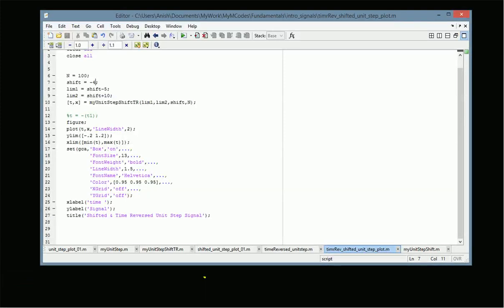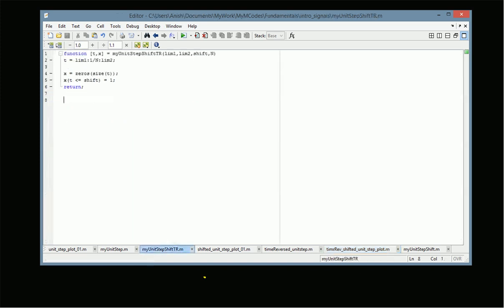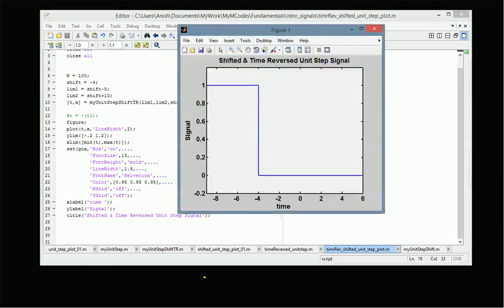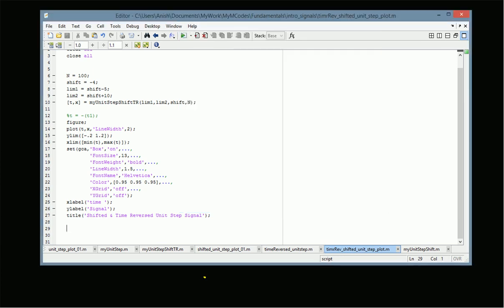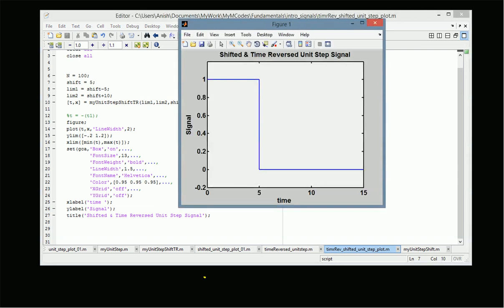Again, we define a new function in which we clearly use the definition of u of a minus t. That means we define the signal to be 1 only for t less than or equal to the shift value. When we plot this signal, for example, if the shift value is minus 4, then it is basically stopping at minus 4. That is, the signal value is 1 only up to minus 4, and it is 0 after minus 4. We can also verify this for positive values. Clearly, for the shift value equal to 5, the signal is 1 up to that point and 0 later on.